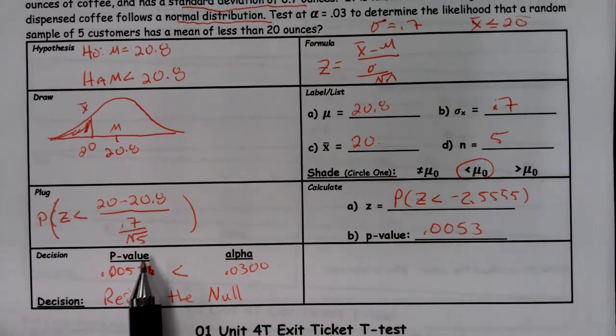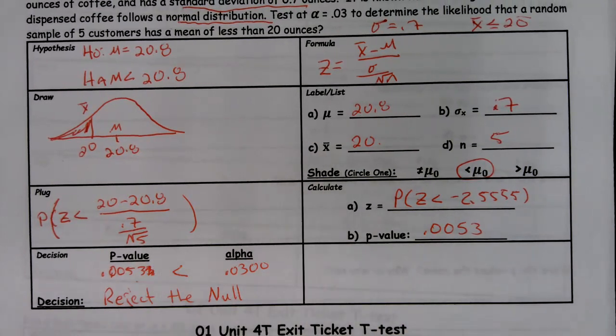All right. If that actually happens, if they actually have 5 customers with an average of less than 20 ounces, there's only about a 0.5% chance of that happening. Pretty small. 0.005 probability or a 0.5% chance.